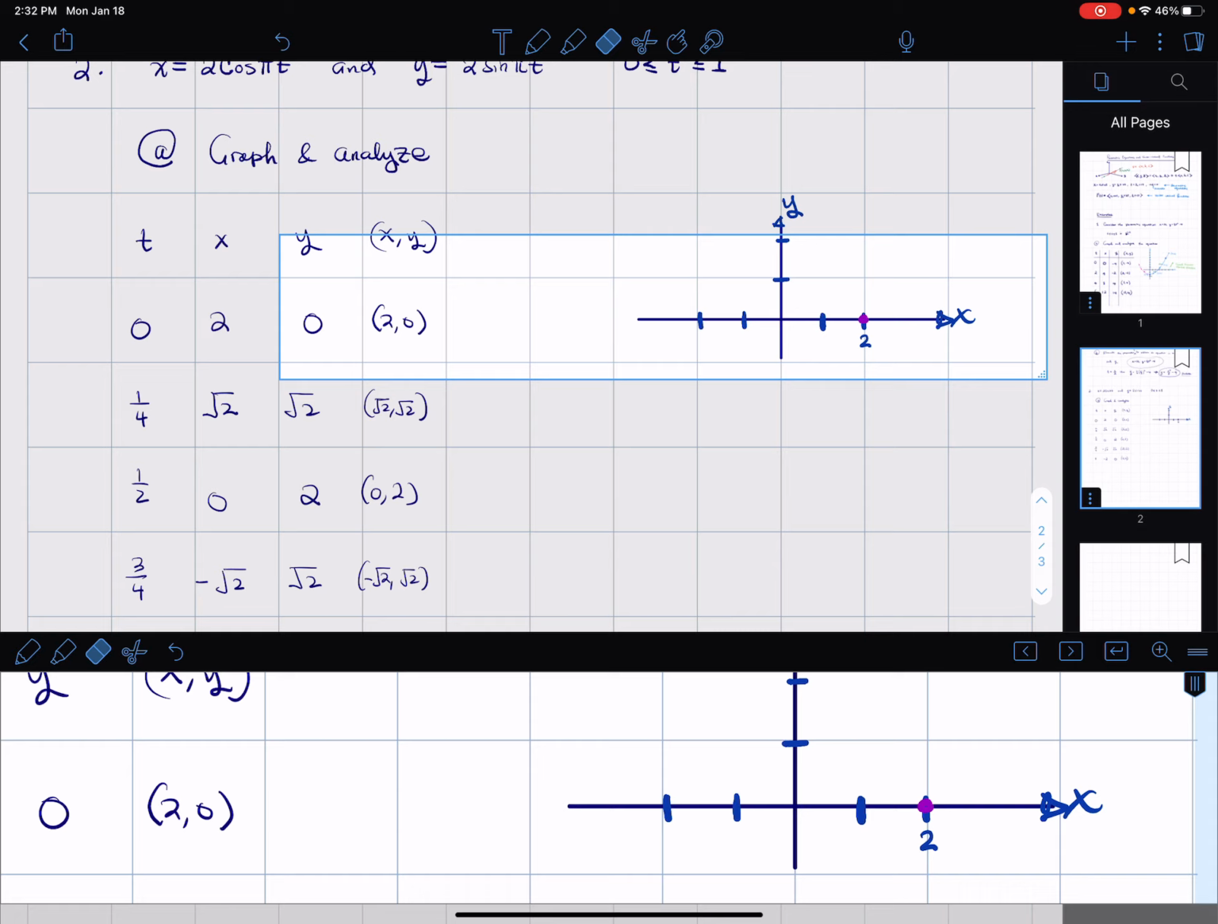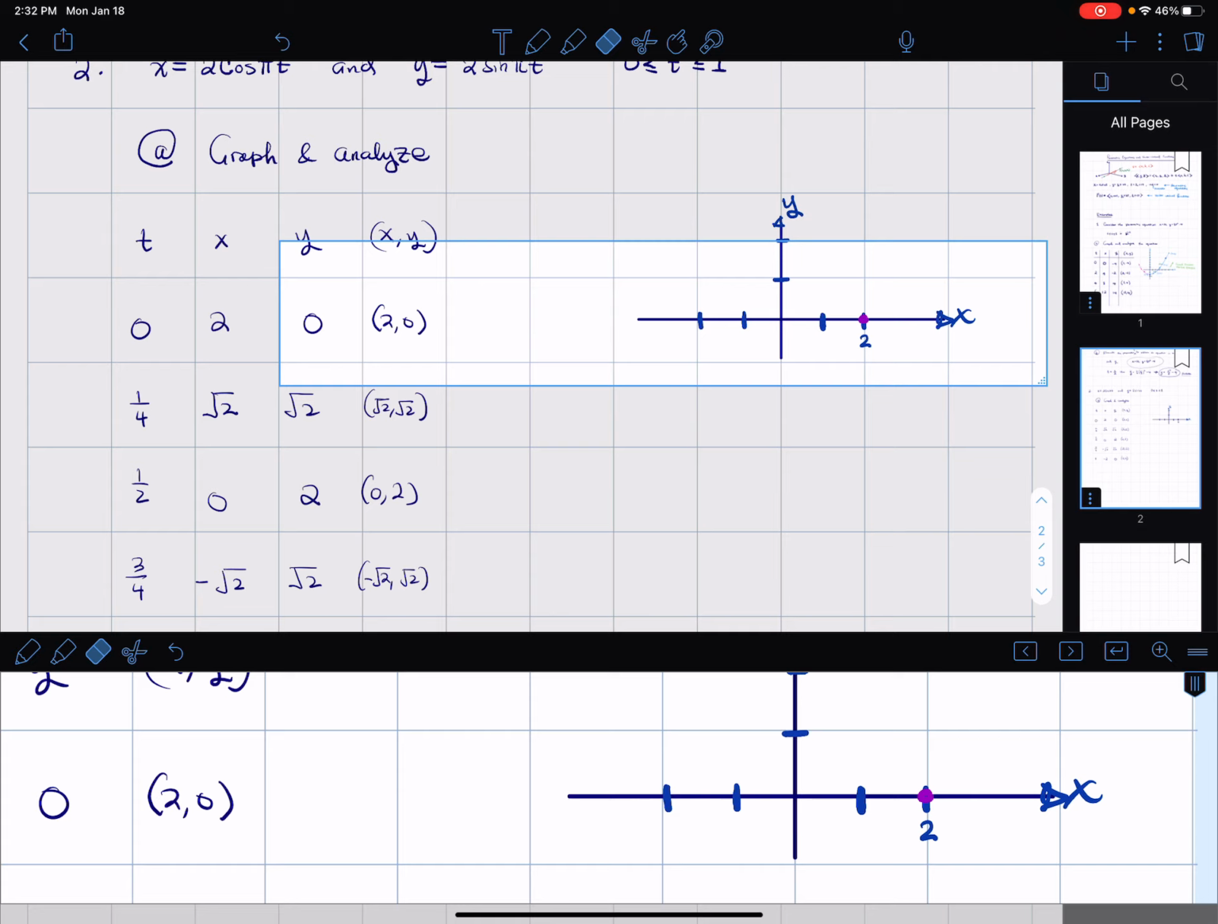Square root of 2 should be about 1.4 something. I should have this memorized, but I'm not good at memorizing stuff. So, yes, 1.41. So, we're going to go here. This is 1. So, 1.41 and 1.41. Around here, this is 1 for the x-axis. So 1.41 there, 1.41 here. So we have that. All right.